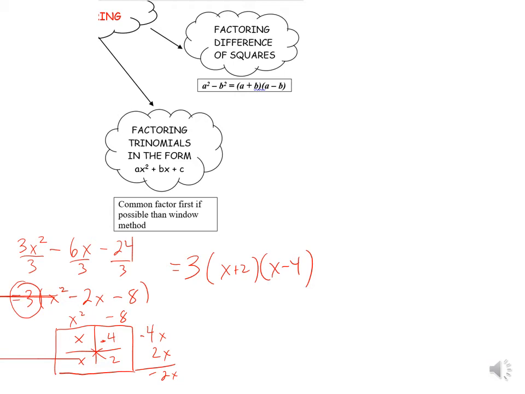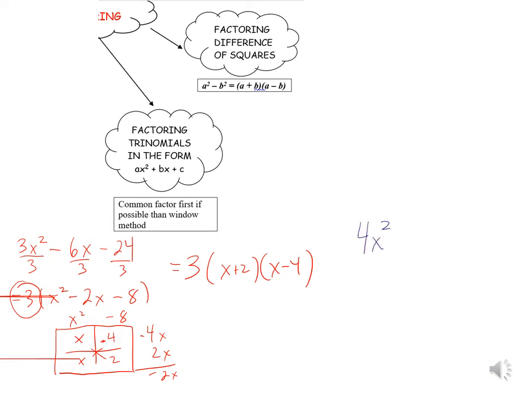Let's try, still underneath that heading, we're still going to factor something that has an a value other than 1, but this time we can't common factor. So let's try something.